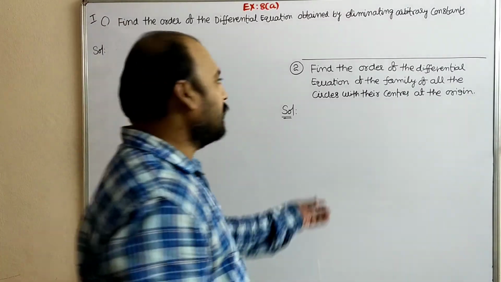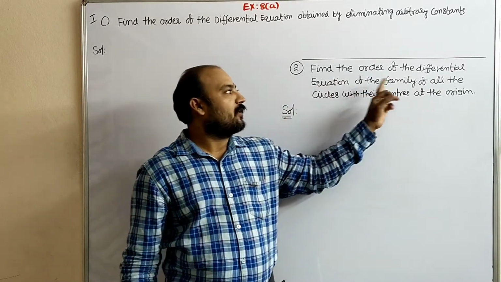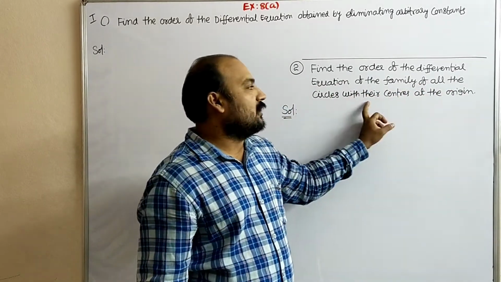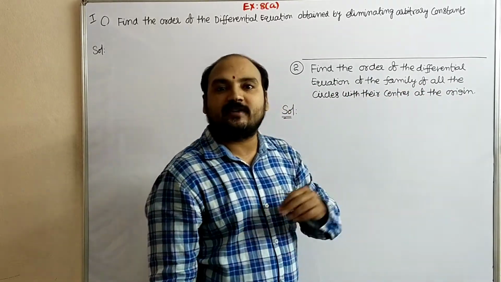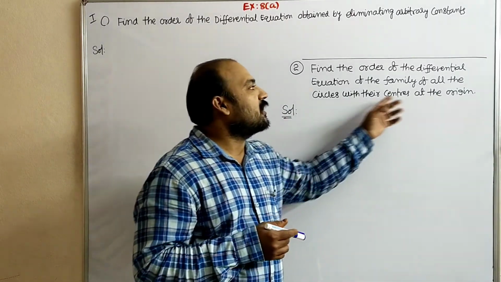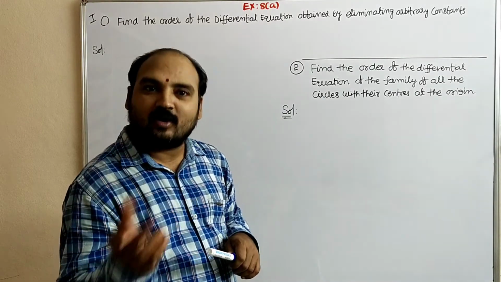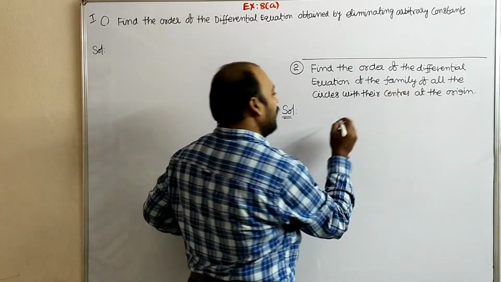Yeah, next question here. Find the order of the differential equation of the family of all the circles with their centers at origin. What is the equation of family of circles whose center is at origin? x square plus y square equal to a square or r square.